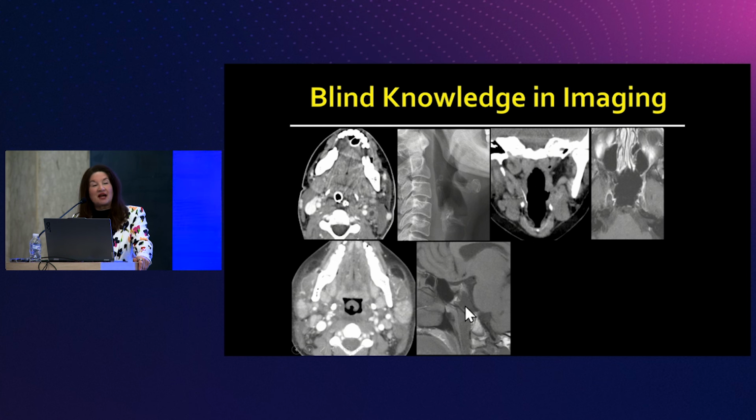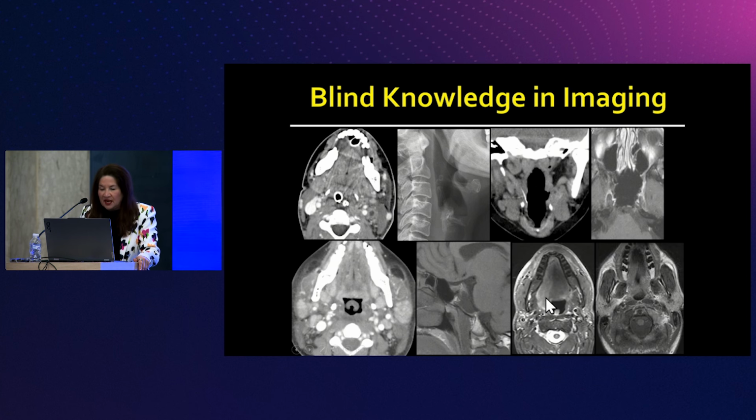This is somebody with a clival mass. It was interpreted as metastasis. It's fibrous dysplasia. And this is somebody, you'll see a very demarcated lesion in the tongue. This was read as a tongue-based mass, but this is denervation of the tongue.